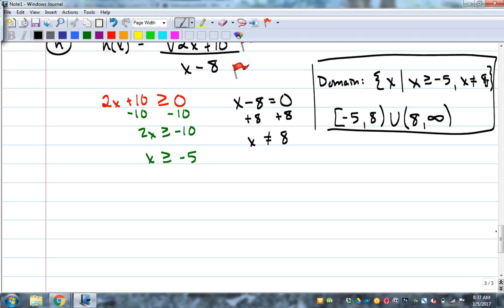Okay. So when we go do our domain, this is where it gets a little hairy. Well, we're going to have to include both of those in the domain. So with the set notation, it's really easy. You just say, okay, x is greater than or equal to negative 5, and x is not equal to 8.